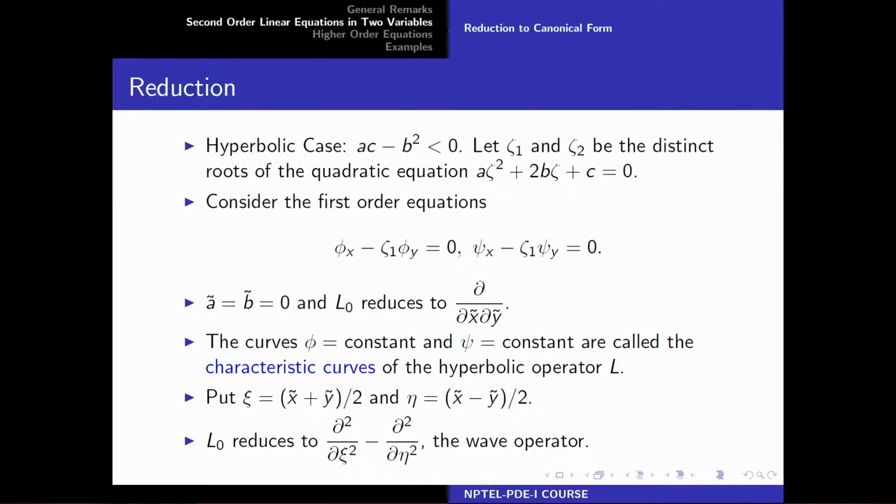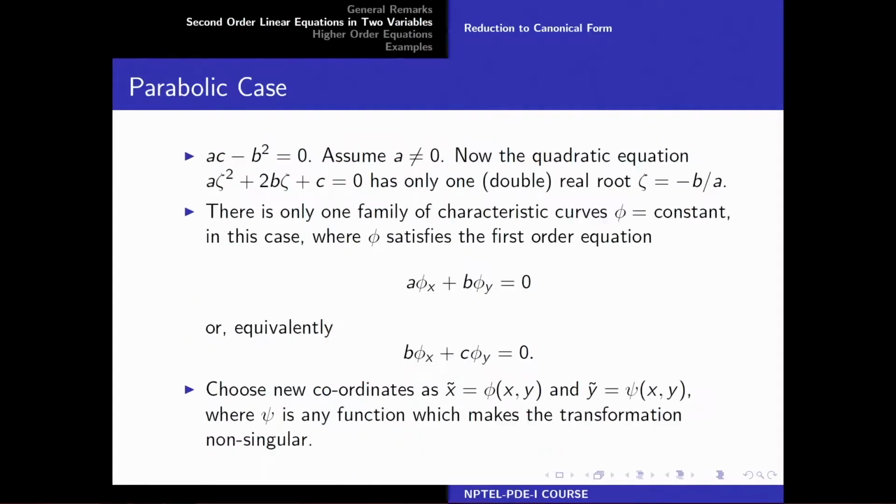Okay. So, now we go to the next case, namely parabolic case, AC minus b square equal to 0. Okay. So, assume a not equal to 0. So, if a equal to 0, what happens? If a equal to 0, then this term is gone. So, b is also 0, and then again there is no second order equation at all. So, if a, b, c are 0, all second order terms are 0. So, we are getting only first order equation.